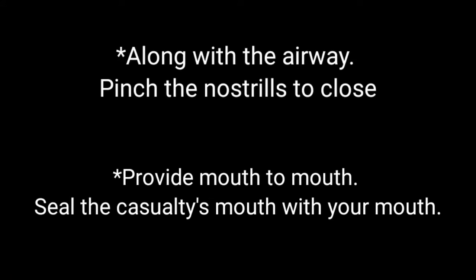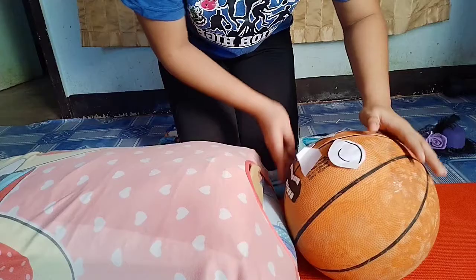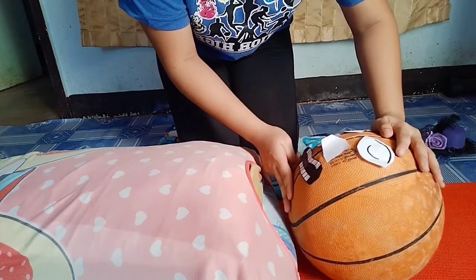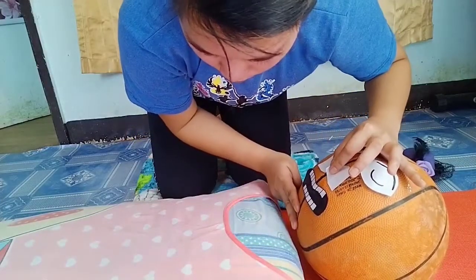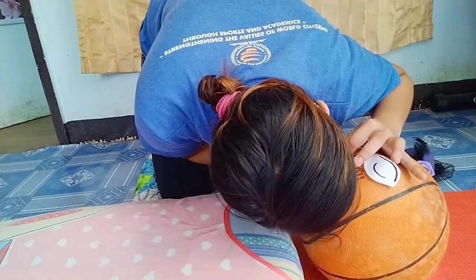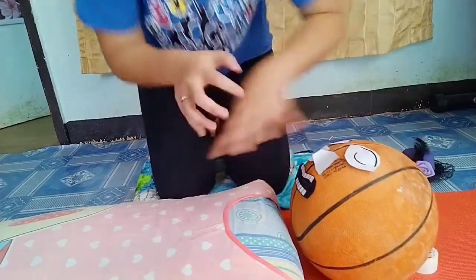Along with the airway, pinch the nostrils closed, provide mouth-to-mouth, and seal the casualty's mouth with your mouth. If they aren't breathing, give the first rescue breath and watch the casualty's chest rise. If it rises, prepare to give the second breath.